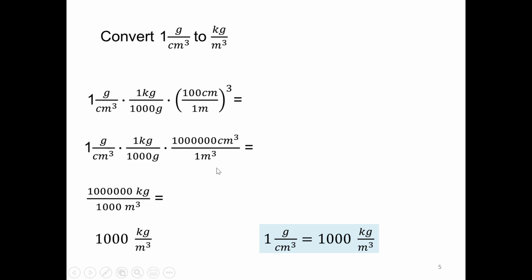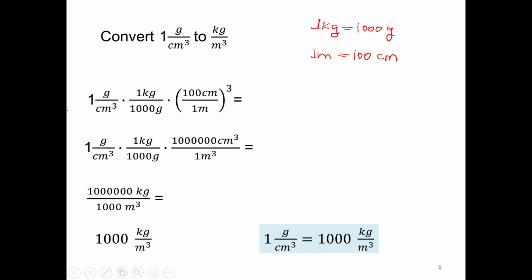And in this case, what information do we need to know? We need to know 1 kilogram equals 1,000 grams. This is one thing we need to know. The other thing we need to know is that 1 meter equals 100 centimeters. And these are the conversion factors we need to apply in this case.